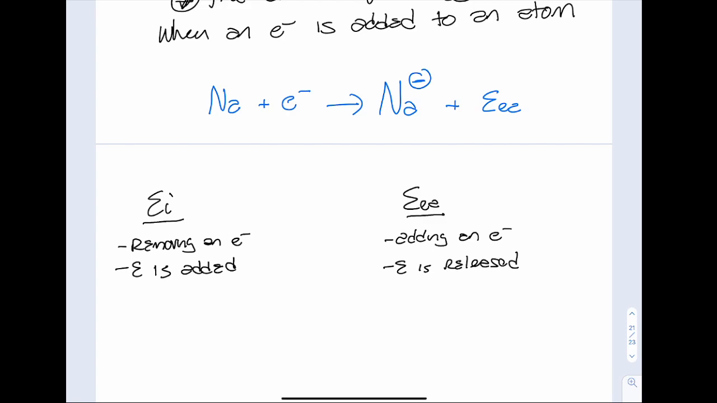If you were to look at values, you will actually find them as positive values, but what that means is that you just don't want to add an electron to it, right? It's cost prohibitive. If you want it to be favorable, it's going to be negative, right? A negative value is favorable.